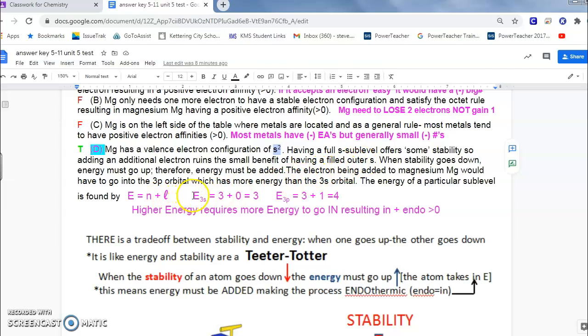Energy is the N plus L. The energy of the 3s, when you're in the S, your second number is a 0. 3 plus 0 is 3. The energy of the 3p, when you're in the P, your L is 1. The 3p would be 3 plus 1, that's 4. The 3p has higher energy than the 3s. So you're adding an electron to a higher energy sublevel. You have to add energy. It's going to result in adding energy in. It's going to be greater than 0.